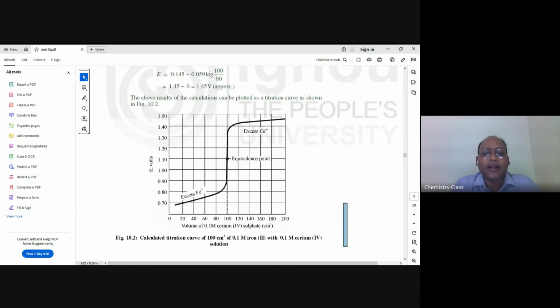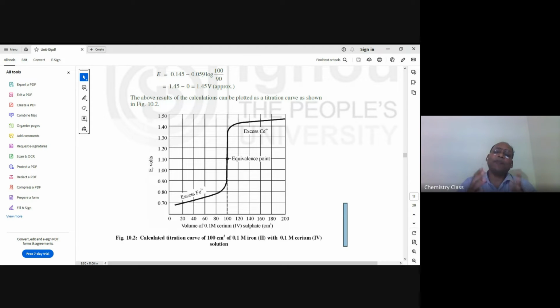At 0.70 volt, the amount of Fe2+ is higher. But as the titration goes on, meaning the reaction is going on, at the equivalence point the Fe2+ and Ce4+ values will remain equal. After that, Ce4+ will be in excess, and the Fe2+ value will be less.